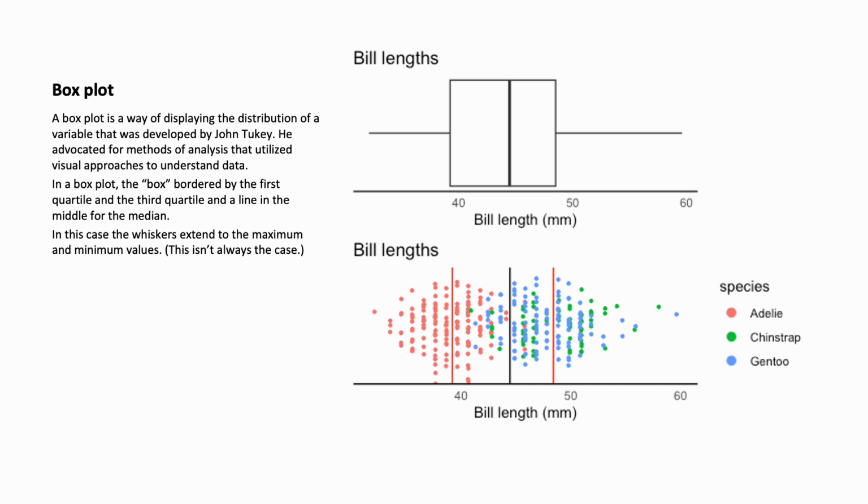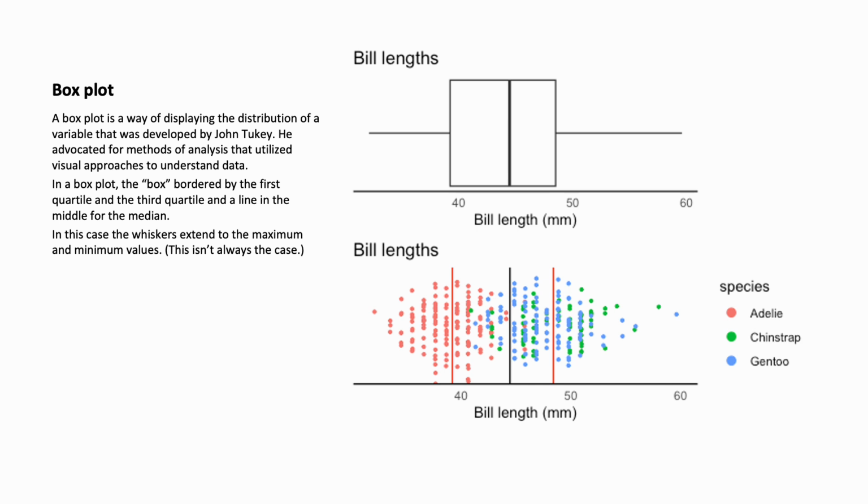So in a box plot, the box is a rectangle bordered by the first quartile on the left side and the third quartile on the right side. And then in the middle, there's a thicker line that represents the median. You can see that those lines, the edges in the box plot, align with our quartile lines from the previous graph. So make sure you see that.